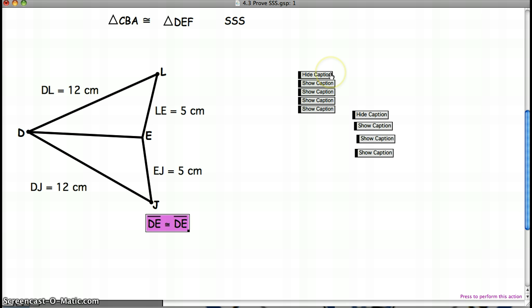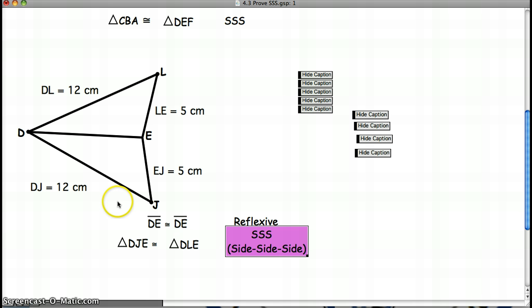Well, of course, DE is congruent to DE. And how do we know that? That's right, it's the reflexive property. It just reflects itself. So now you have triangle DJE is congruent to triangle DLE. Notice the proper order there. And that's because all three sides are congruent, side, side, side. Okay? And we just write SSS in our proof.